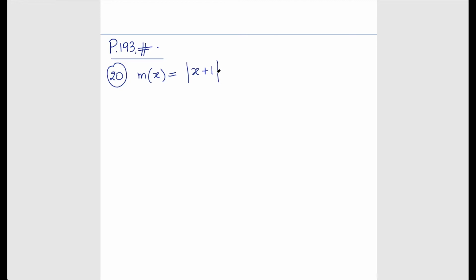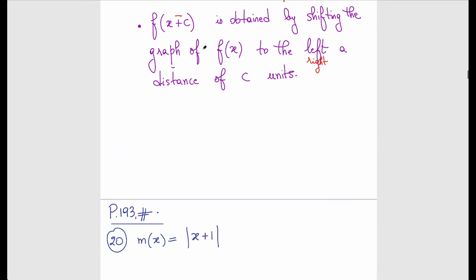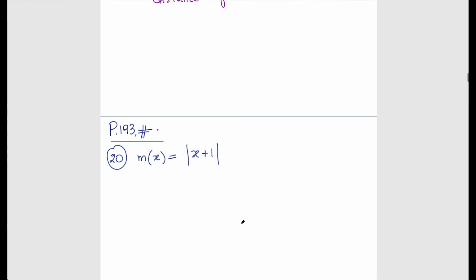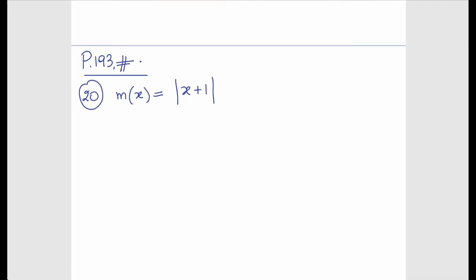Okay, so keep in mind this last result that we had. F of x plus c, f acting at x plus c, is obtained by shifting the graph of the function f to the left a distance of c units. And if the operation is minus, you go to the right. So the parent function involved here is the absolute value function, which we know how to graph. So let p of x be the absolute value function, whose graph is V-shaped.